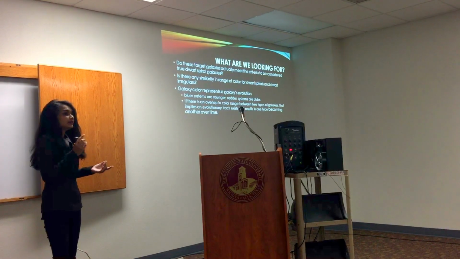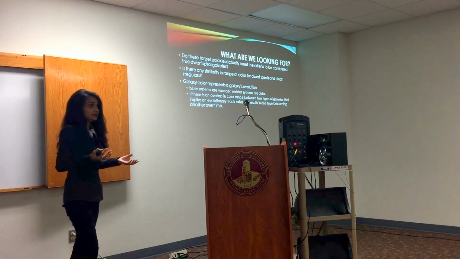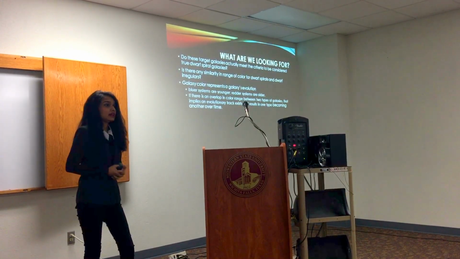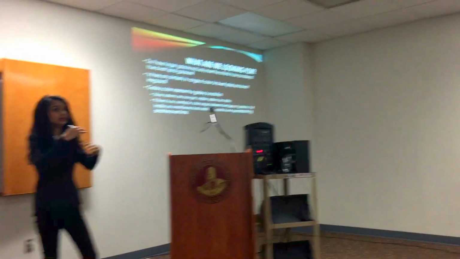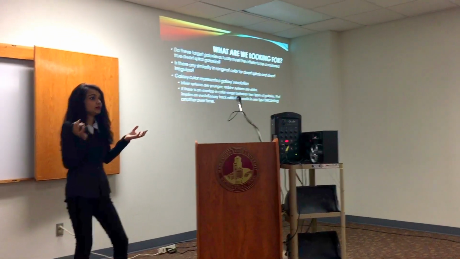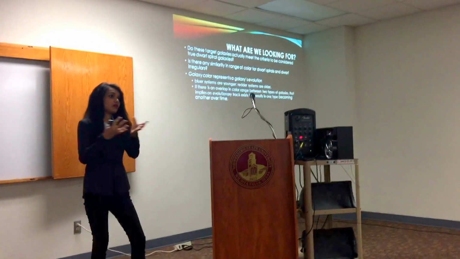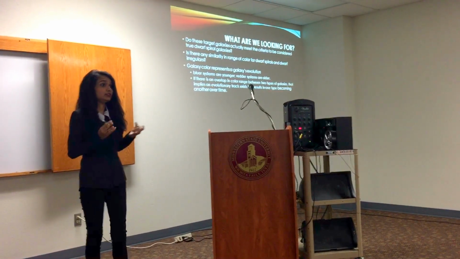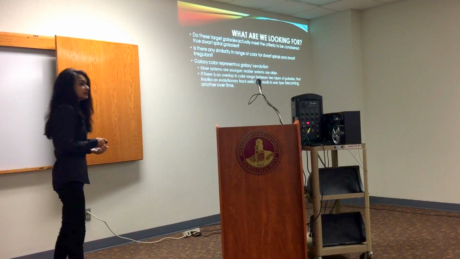And so, galaxy color represents the galaxy's evolution. If you have bluer systems, they are younger, and redder systems are older. So if you have overlap in the color, that means there is some evolution link. So there's a possibility that one evolved into another. So we are basically looking for an evolution link between the types of galaxies.